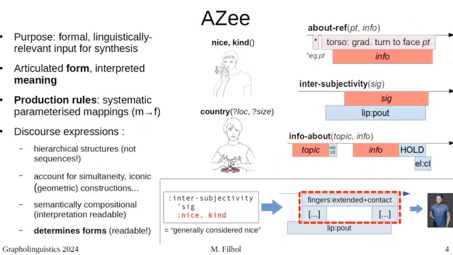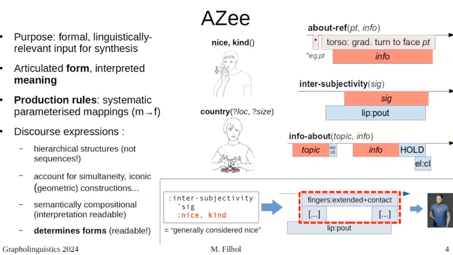Now, this is the formal, this is the computer science stuff. The purpose of that was to have a formal, linguistically relevant input to be able to drive avatars. And so this is not meant to be read by humans. It's entirely built on the duality between form and meaning, so you're used to that. By form, I mean articulated form, and this doesn't mean graphical, as opposed to what you've been using. This means articulated as in, I suppose, the phonetics, and the interpreted meaning.